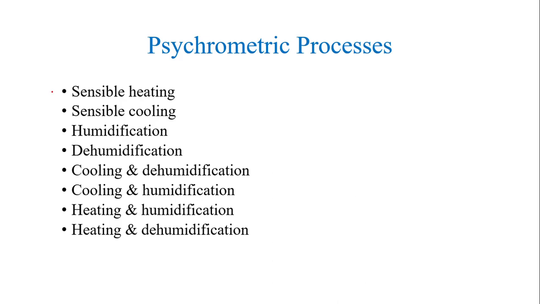So the first one is the sensible heating. In case of sensible heating, basically the heating is taking place at a constant specific humidity and DBT increases, dry bulb temperature increases. Okay, so we'll see this particular process on the psychrometric chart.